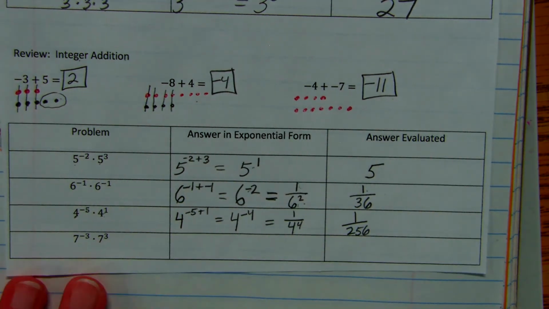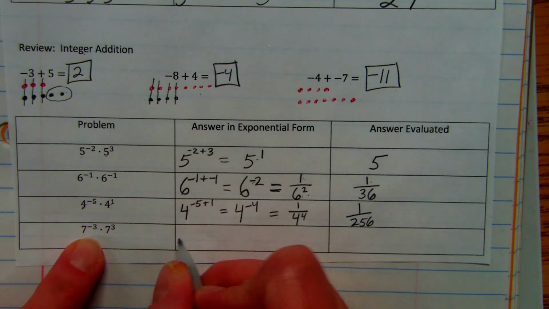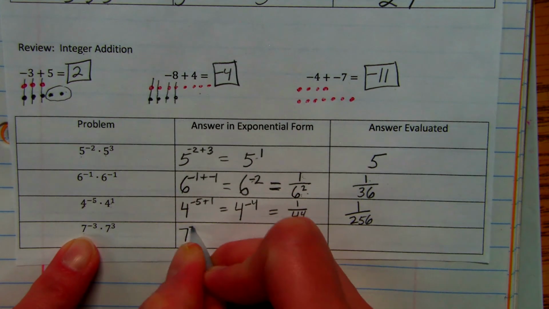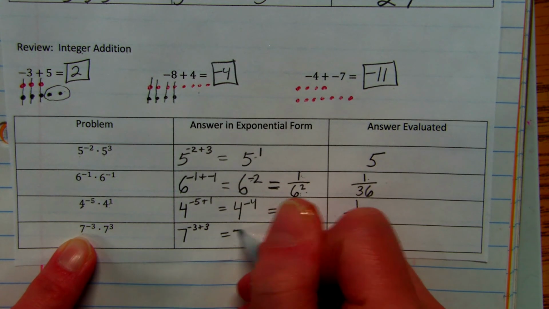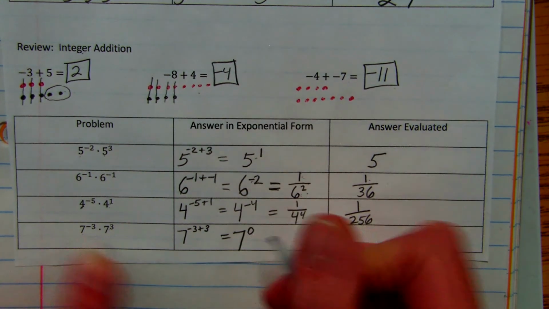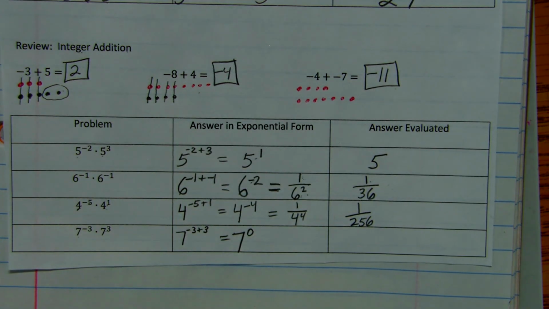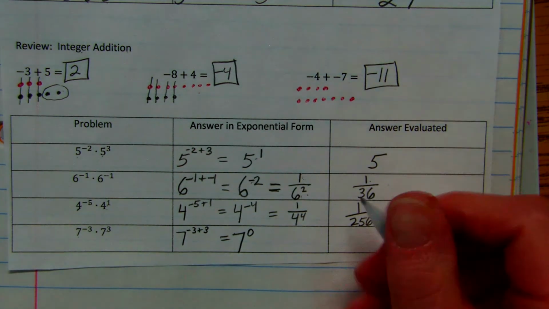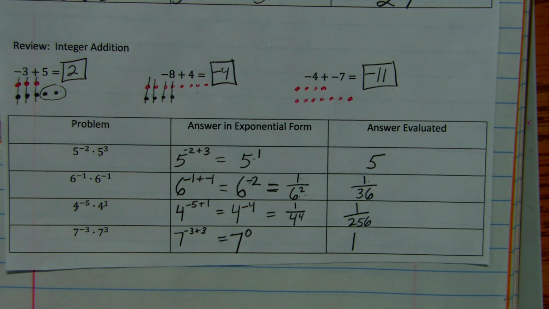Okay, so then the very last one, I have 7 as the base, and we have negative 3 and 3, so we're going to add negative 3 plus 3. So it's going to be not just 7, what would be the power? 0. To the 0 power. So that's my exponential form. And then I have to know the rule. If it has a 0 power, the answer is just 1. So that's why we talked about negative powers and 0 powers before we hit this.